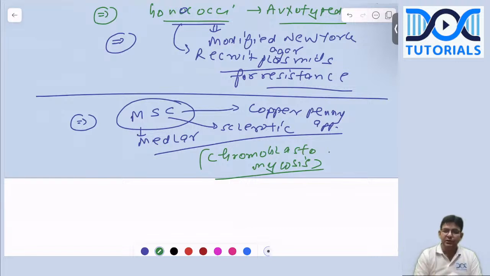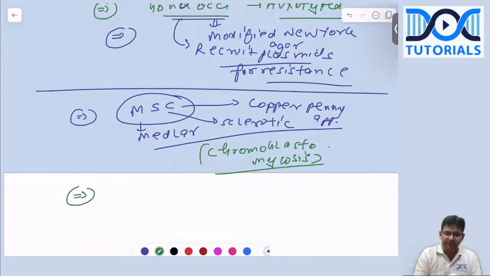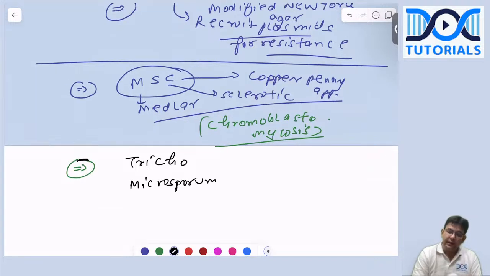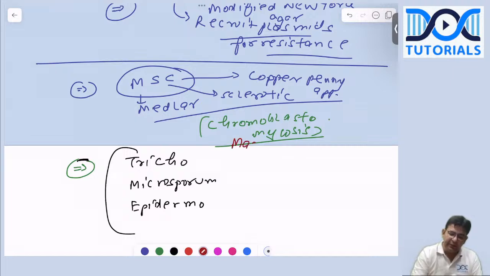Chromoblastomycosis. So this also you should know. Another important aspect which you should know is regarding the dermatophytes: Trichophyton, Microsporum, Epidermophyton. They ask regarding the shape of their macroconidia. The Trichophyton macroconidia, how does it look, guys? Cylindrical. Another name for that is pencil.